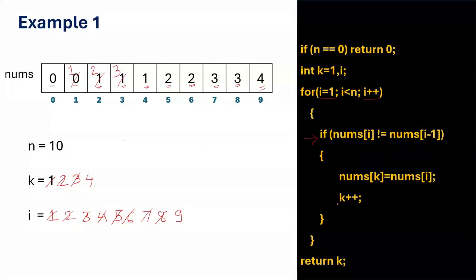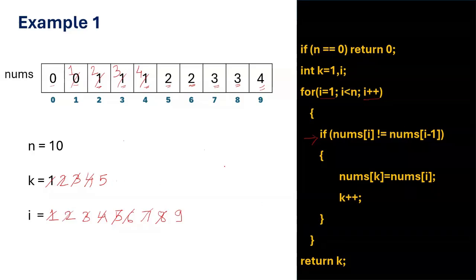Again, these two steps will be executed. Nums I will be stored at nums k. So number at ninth position should be stored at fourth position. So this 4 will be stored here. Will increase k by 1. New value of k is 5.